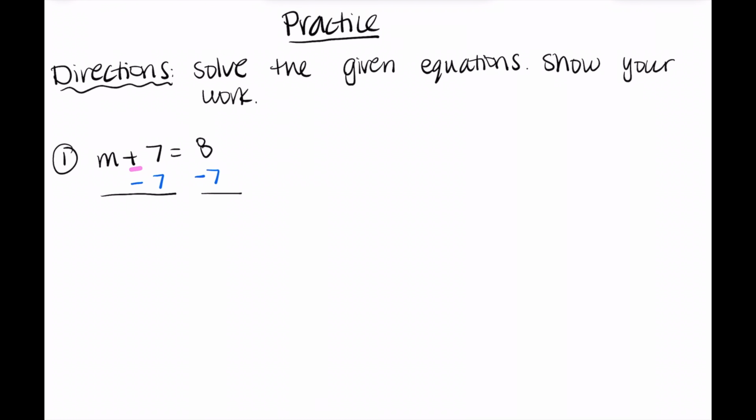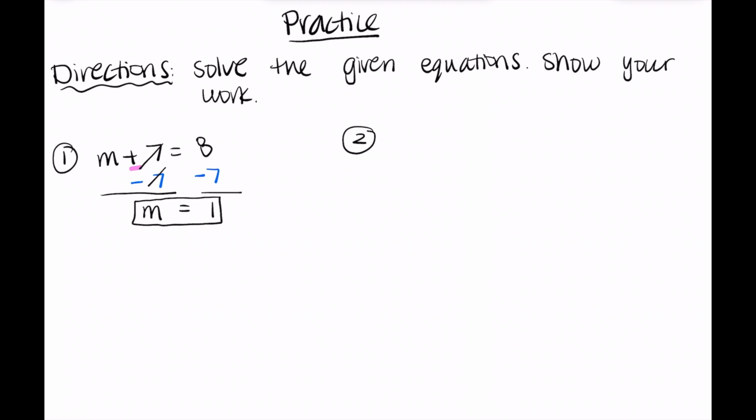When I do that, the plus 7 and the minus 7 will cancel, and I will be left with just m on the left-hand side. When I look at my right-hand side, for 8 minus 7, I end up getting 1. So our answer for number 1 will be m equals 1. So that was an example with adding. Now we'll get into number 2.